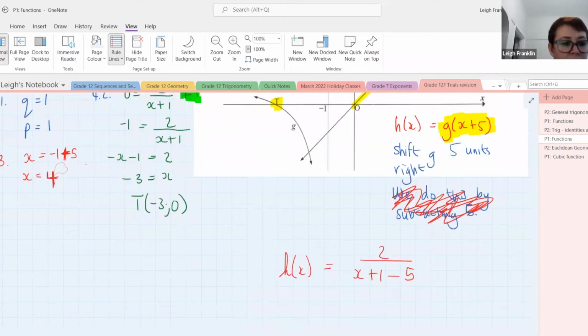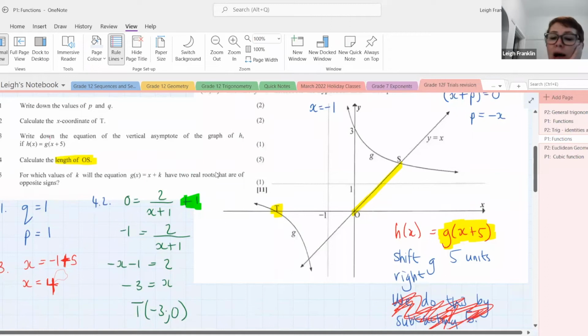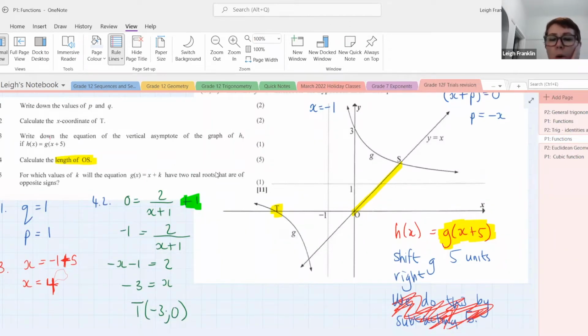All right, so if we decide that we're going to use the distance formula, we're going to need coordinates. We know that at the origin, the coordinates are 0 and 0, but we're going to need the coordinates at S as well, all right? So how are we going to work out the coordinates at S? What does S represent for us?